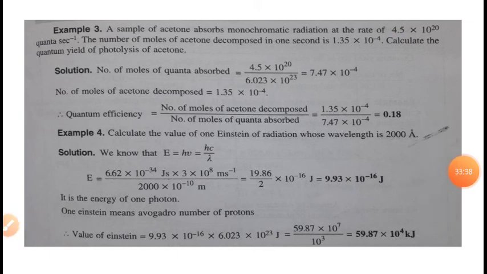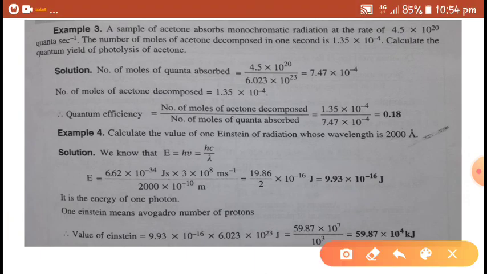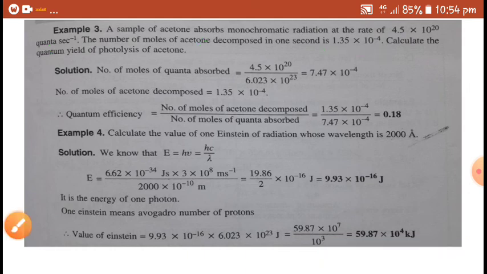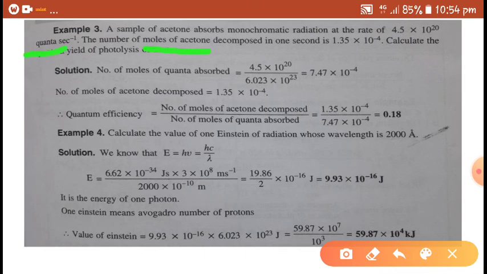And the third problem is: a sample of acetone absorbs monochromatic radiation at the rate of 4.5 into 10 to the power of 20 quanta per second. He has given quanta. The number of moles of acetone decomposed in 1 second is 1.35 into 10 to the power of minus 4. Calculate the quantum yield of photolysis of acetone. So if there are moles of acetone, it should be in Einstein.